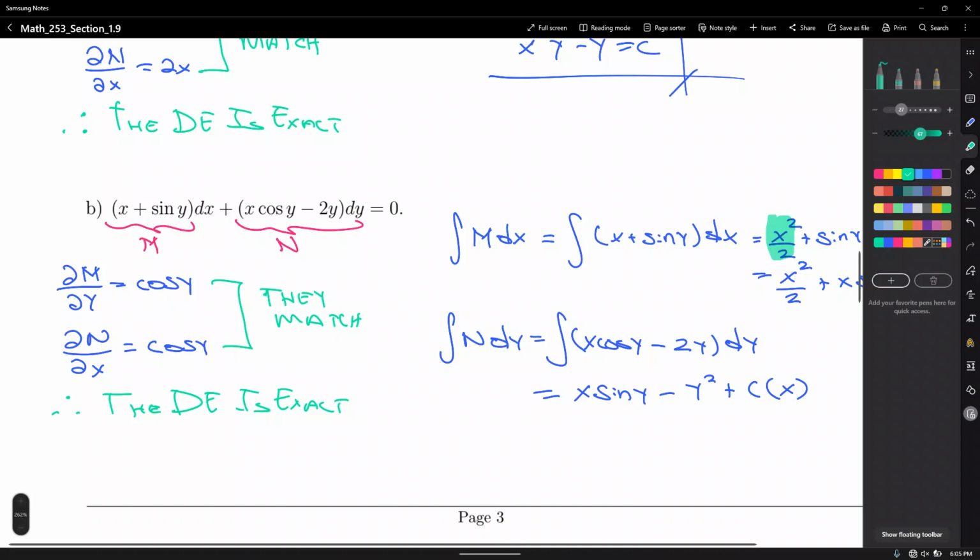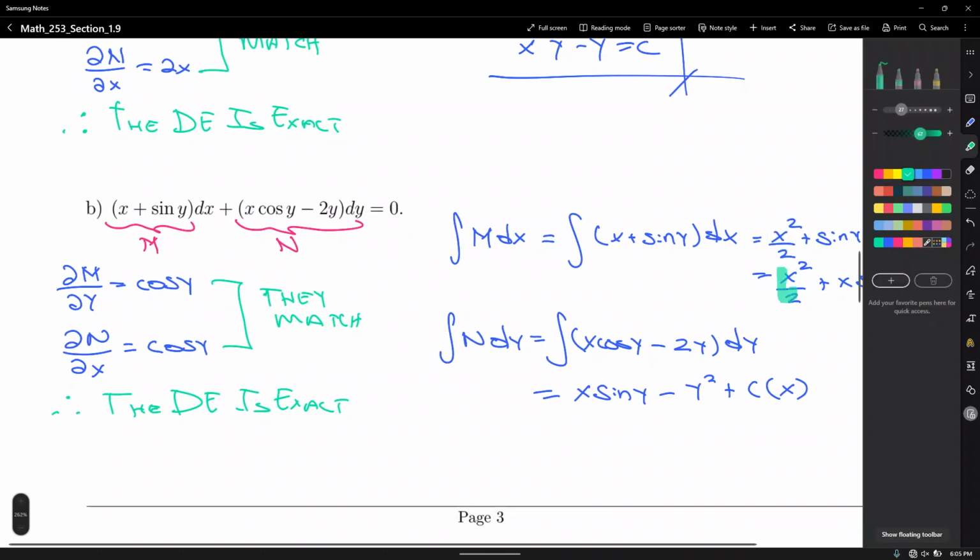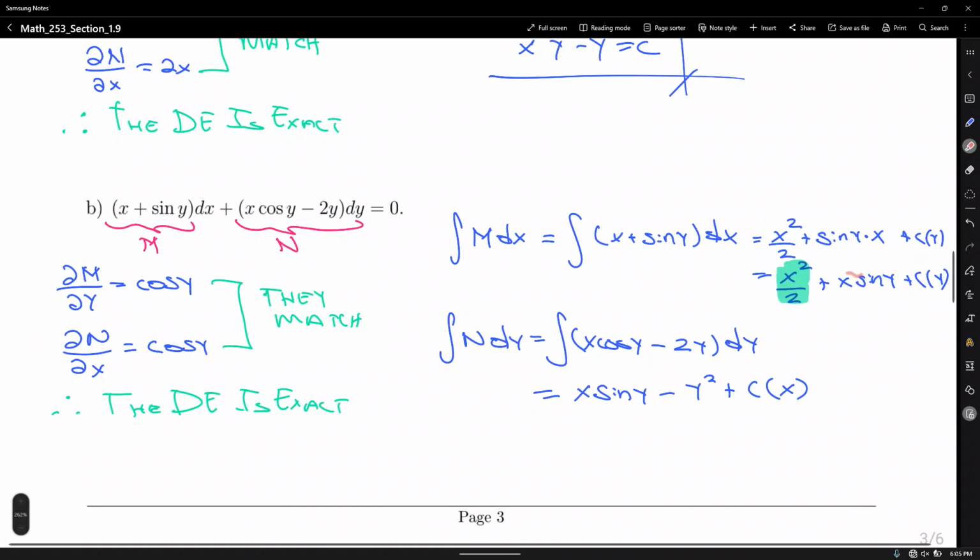Let me use a different color to highlight other terms. Actually, I should have highlighted it here. It looks like I see an x sine y. Do you see another x sine y? Actually, it's in the second integration.